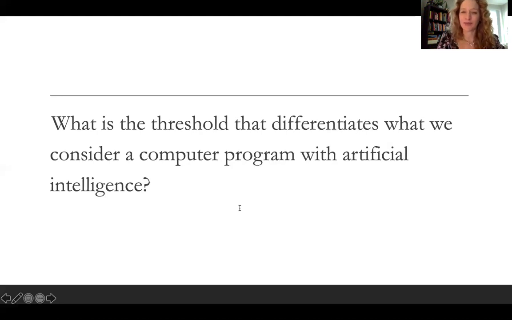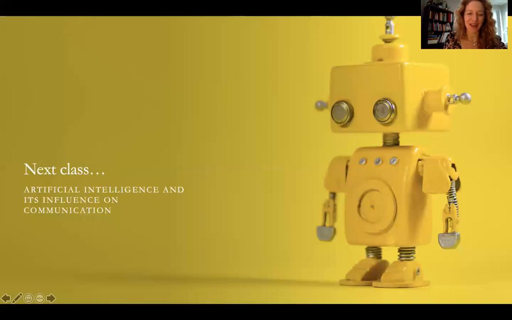Something to think about too is it seems like this is always shifting, because every day we're getting more and more advanced. 20, 30, or 50 years from now, what we're doing today may not be considered artificial intelligence at all. Maybe what we're doing today might be just considered computer programming. And what they're doing 50 years from now is what they might consider to be artificial intelligence. Who knows? Something to think about.